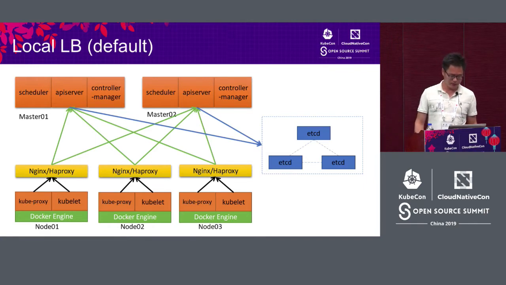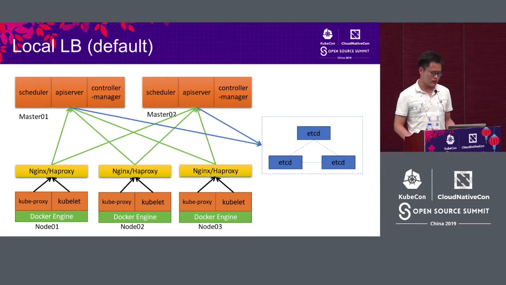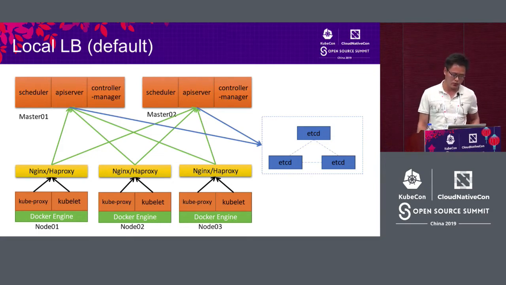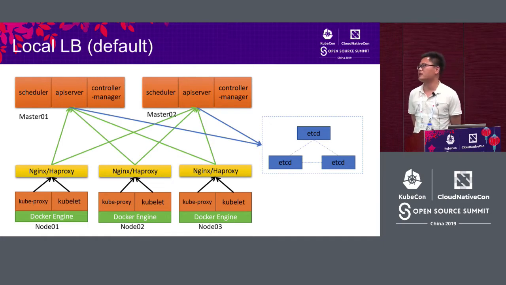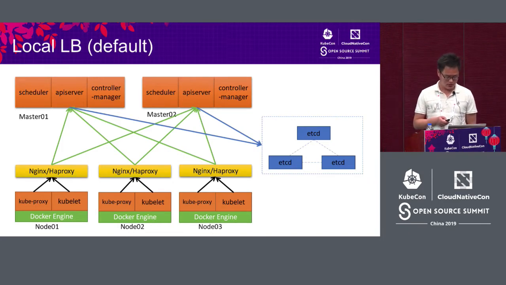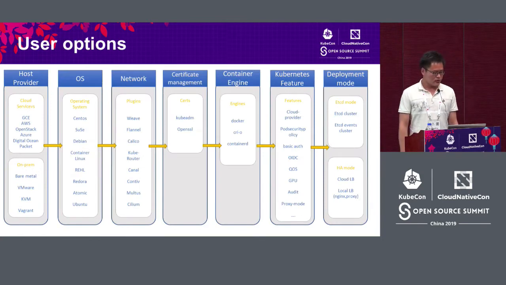Now let's look at the local LB structure. What is the benefit of a local LB? It's more practical and has more economic value. Whether you use F5 or Cloud LB, you need to pay. But if you use local LB, whether on a physical machine or in the cloud, it's free of charge. So it has better value for money. So Kubespray supports local LB.